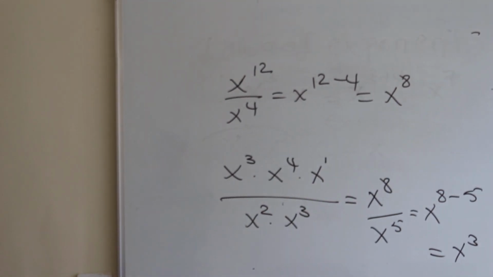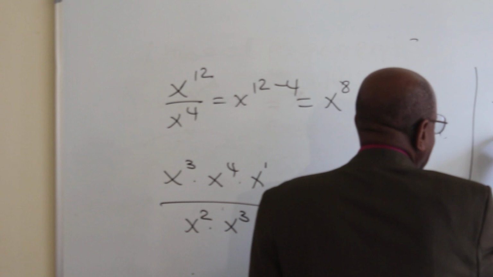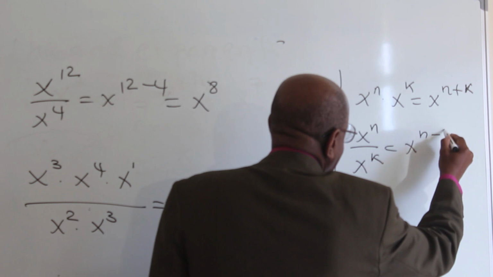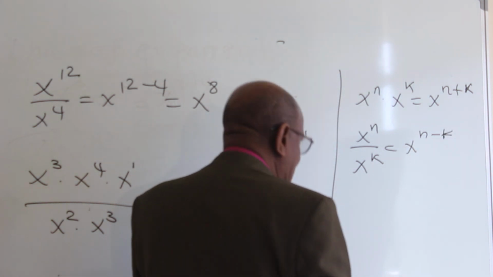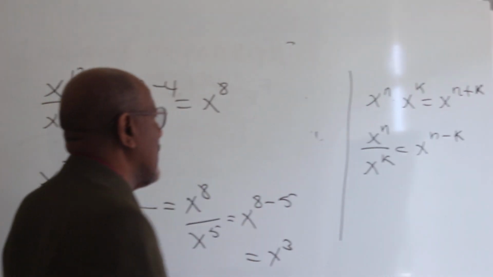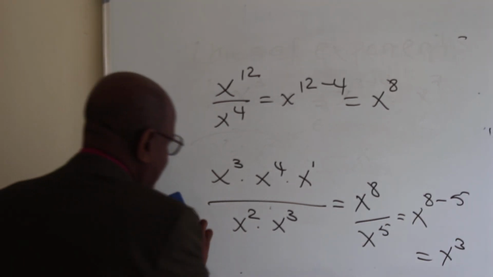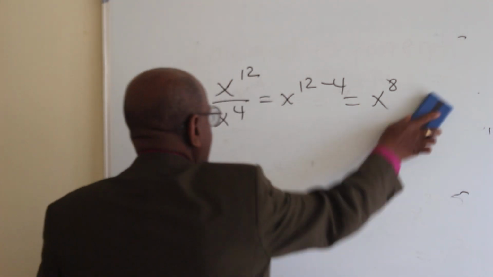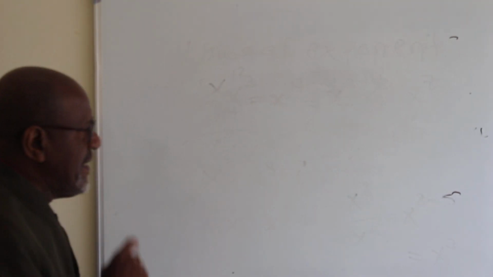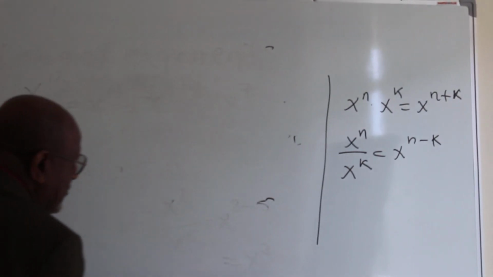So that's our second rule. So that's a general second rule. x to the n divided by x to the k is x to the n minus k. Right. So that's our second rule. Let's look at the third rule. So we have our first rule, terms of the same base when multiplied, we add the exponents. The second rule, terms of the same base when divided, we subtract the exponents.